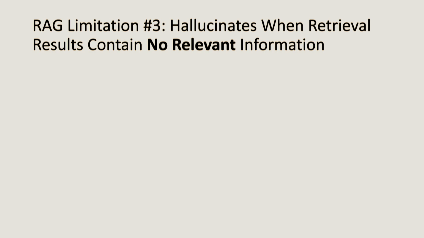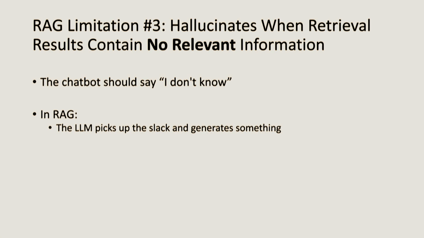The third limitation that we identified was that RAG systems hallucinate when retrieval results contain no relevant information. So here we expect the chatbot to say, I don't know, but in practice, the LLM usually makes something up. And that goes back to the low recall of citations in the study that I mentioned earlier, so that a lot of things don't actually have citations.